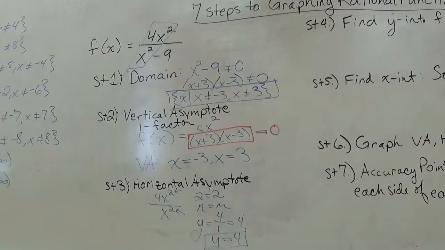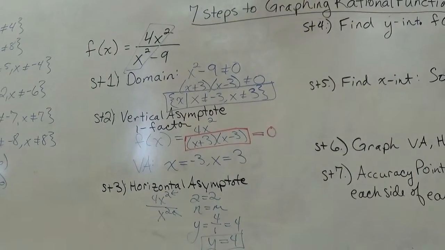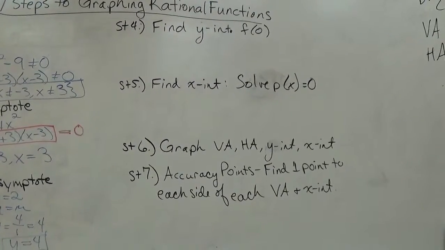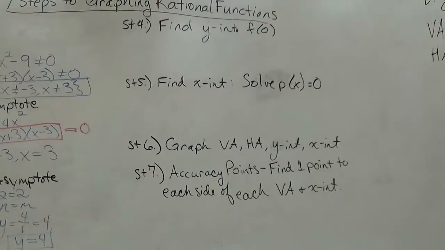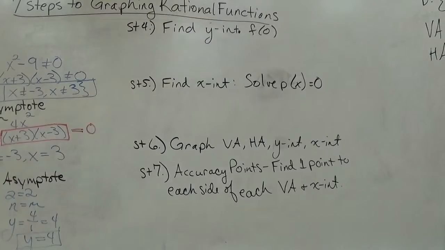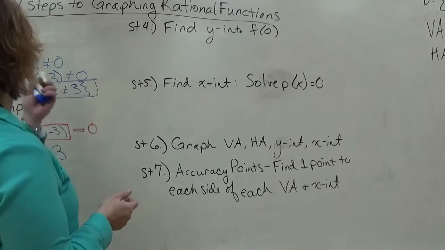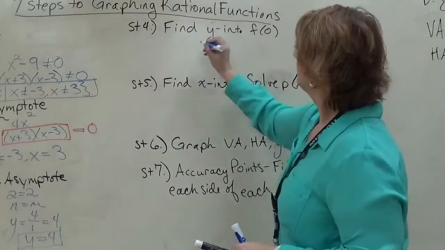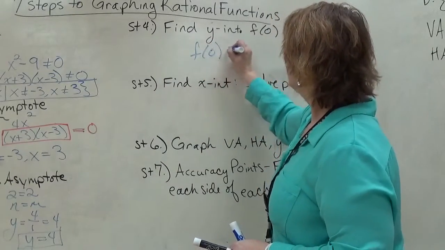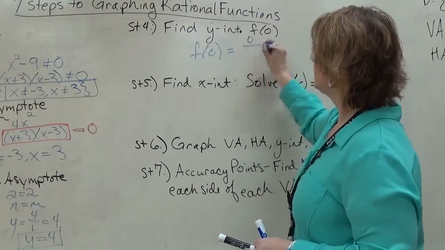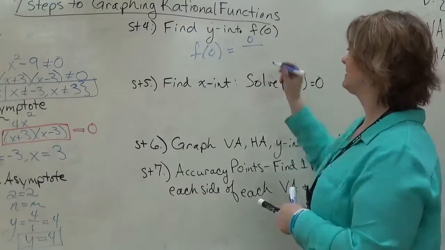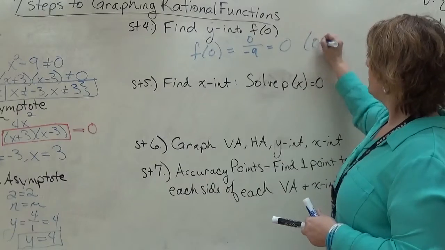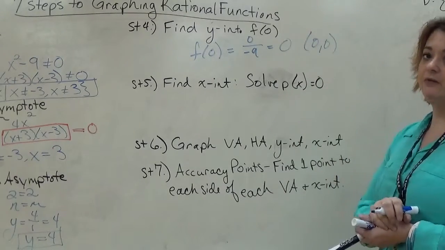So we have finding the y-intercept, finding the x-intercepts, and then we're going to make our graph. Okay, so to find the y-intercept, you just plug in 0 to all of your x's. So f of 0 is going to be a 0 in the numerator, 0 minus 9 in the denominator. So that just gives us 0. So we get the ordered pair 0, 0.